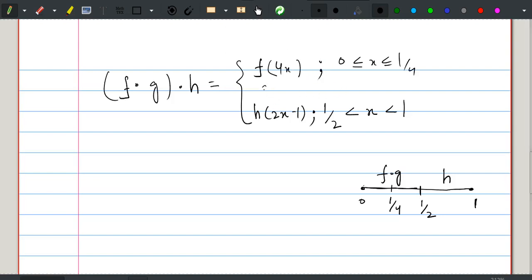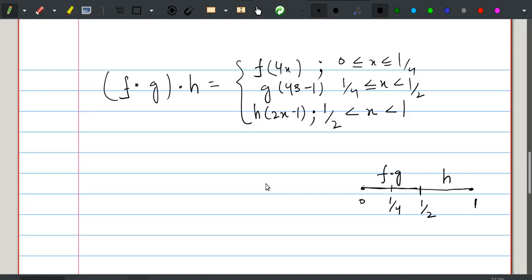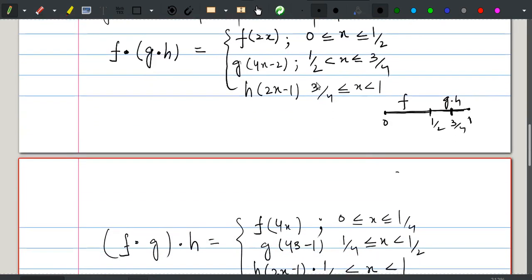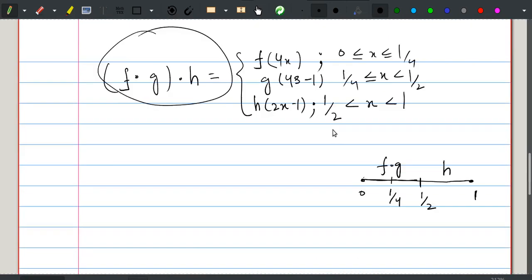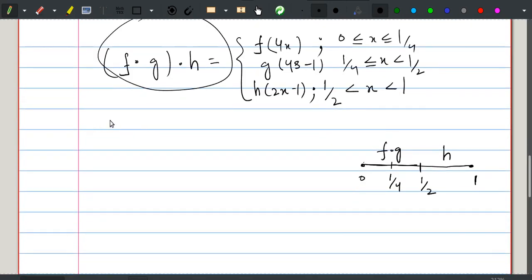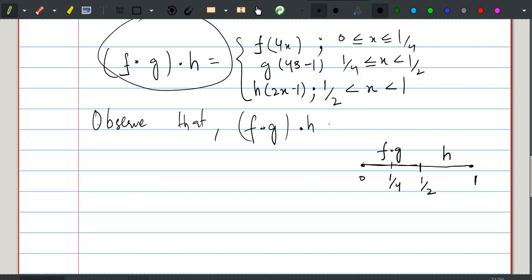and we have to travel g in this interval, 1/4 less or equal to x less or equal to 1/2. So on normalizing this interval we get 4x minus 1. So one can note that these two functions are not equal. So this is not associative. Observe that (f·g)·h is not equal to f·(g·h).